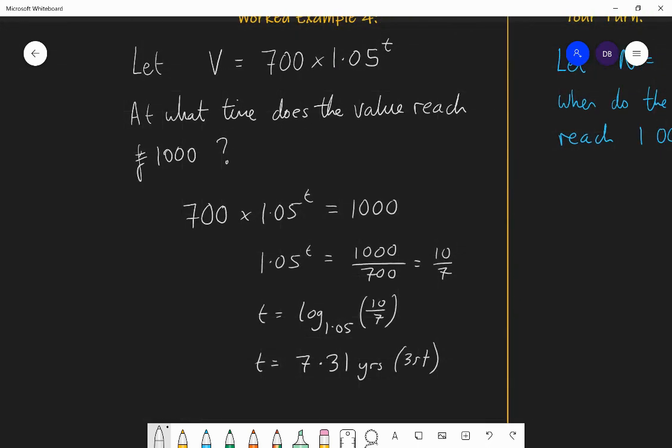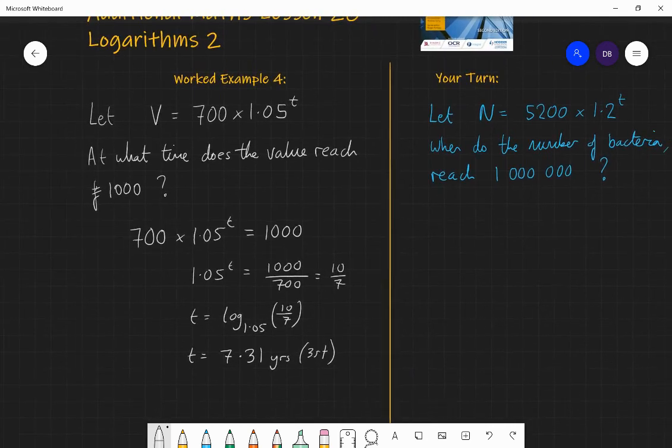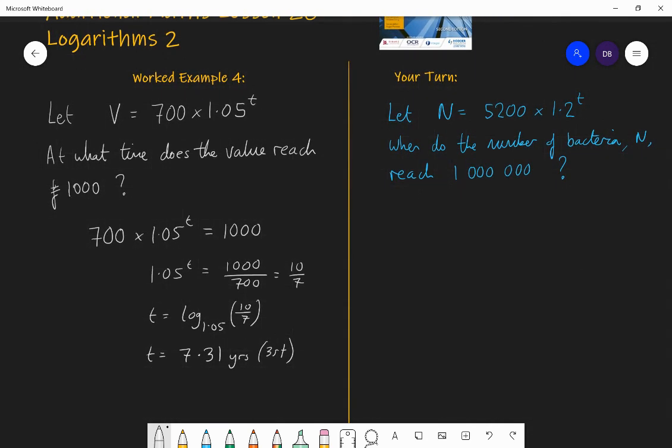Okay. All right. Have a go at this one. So this was your turn before, but before you found out when the bacteria reached 1 million by using trial and error. Now you're going to do it using logarithms. Find the exact time when the bacteria in the Petri dish reached 1 million bacteria. So the equation for the number of bacteria was 5,200 because that's how many you started with, and it was increasing by 20% every hour. Therefore, the number of bacteria in the Petri dish was 5,200 times 1.2 to the power of t, where t was in hours. So when do the number of bacteria reach 1 million? Pause, have a go, and then I'll show you the answer.